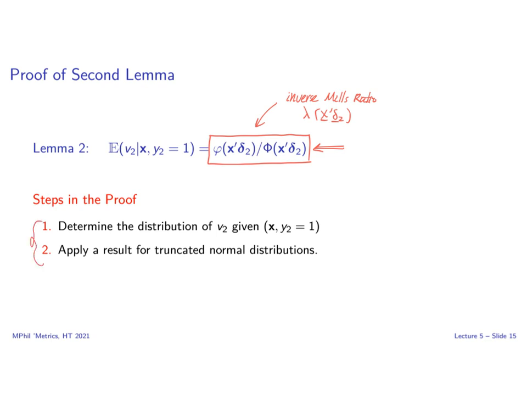In the first, we determine the conditional distribution of v2 given x and y2 equals 1, and in the second, we apply a result for truncated normal distributions that's proved in a separate video.